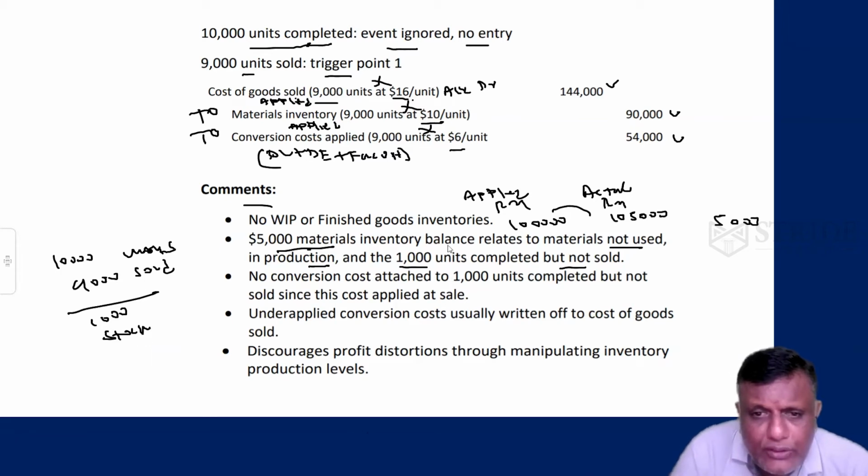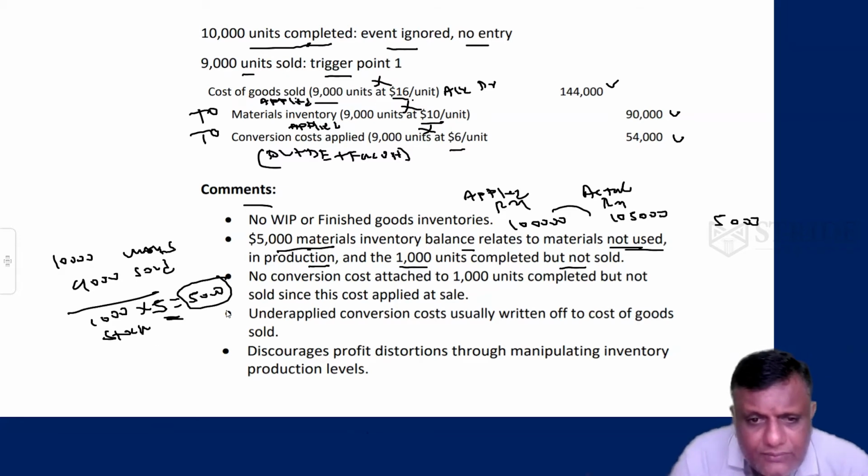So 1,000 units. Okay, the 5,000 material inventory balance relates to material not used. So 1,000 into 5, that is equal to 5,000, which is not sold. So that 5,000 difference we can transfer here. So no conversion cost related to the 1,000 is completed because they're not sold.